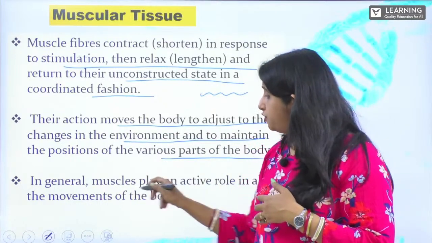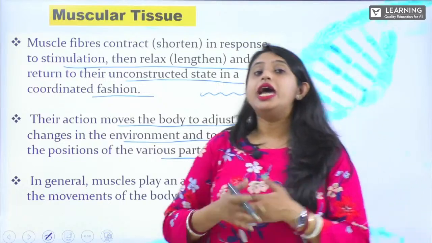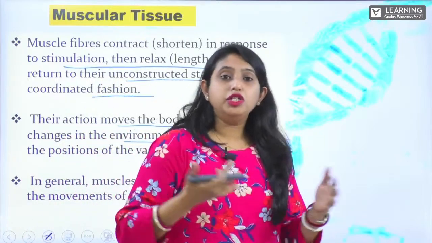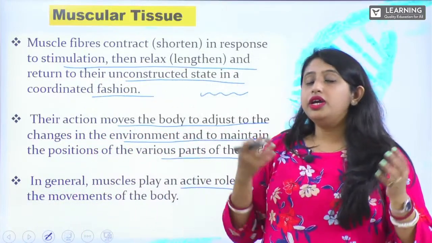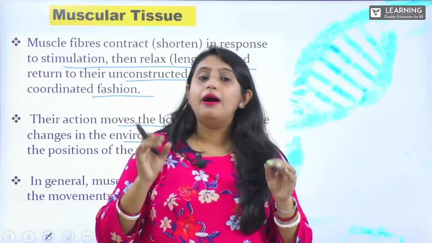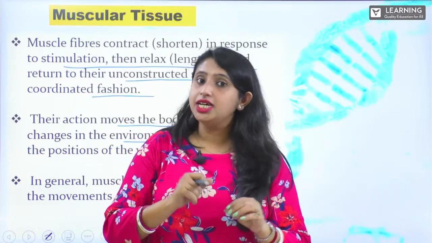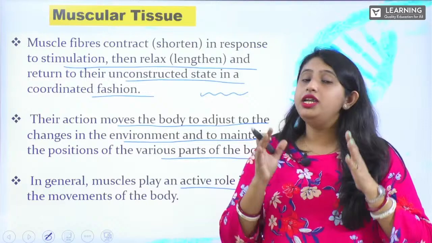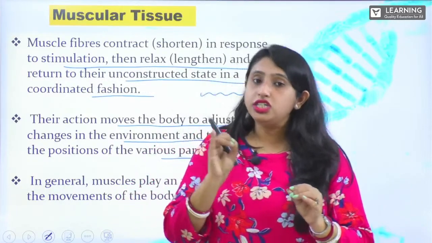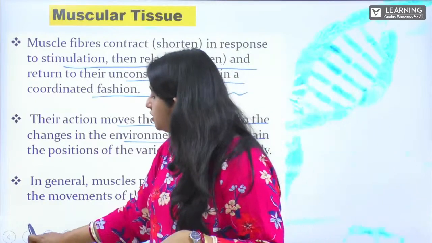In general, the muscles play an active role in all the movements of the body. It is because of the muscles, okay? It is because of the muscle that I'm able to walk now, right? All the movement in our body depends on the muscles, and the muscular tissue, on which tissue is it depending? Yes, it depends on the nervous tissue. With the help of the nervous tissue only, the muscular tissues are contracting. Is that clear? So this is about the muscular tissue.